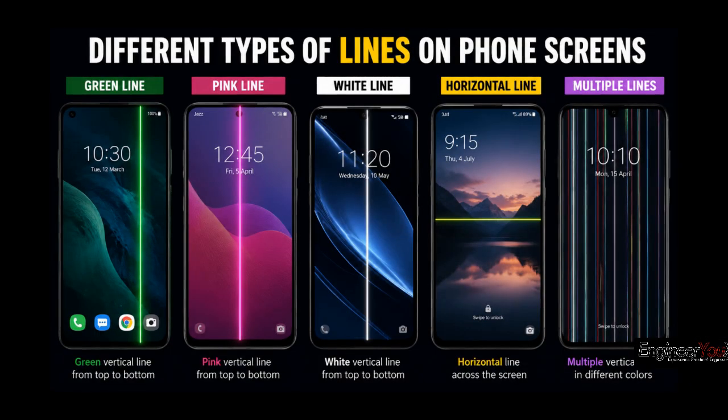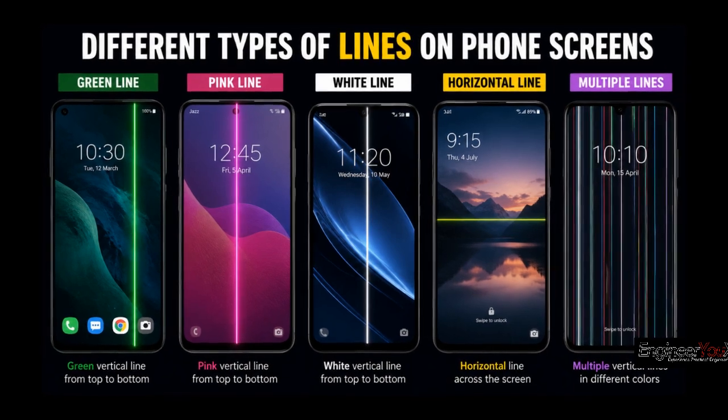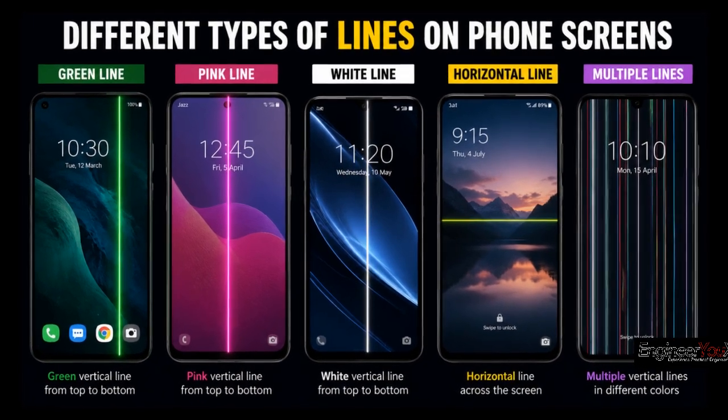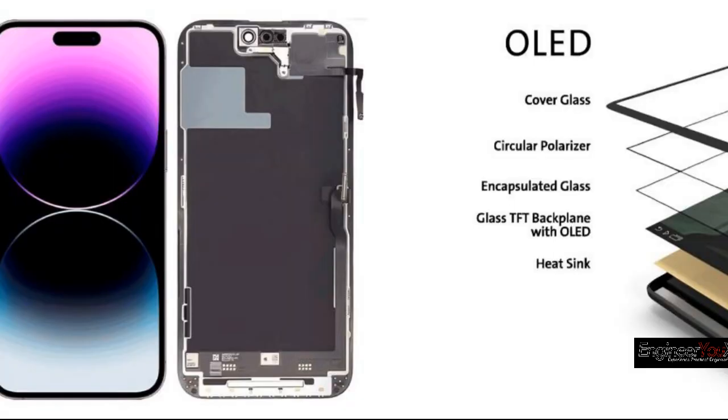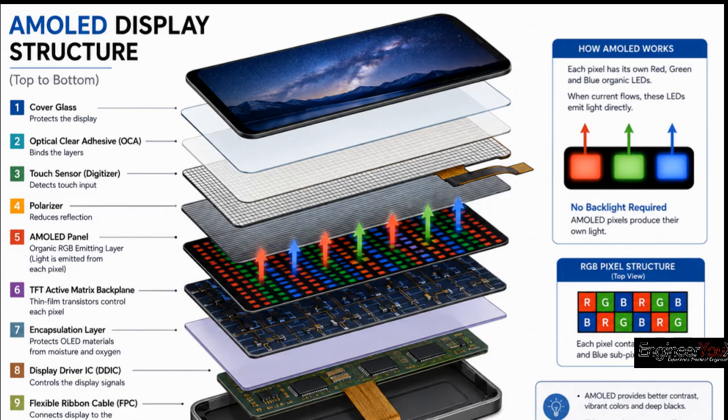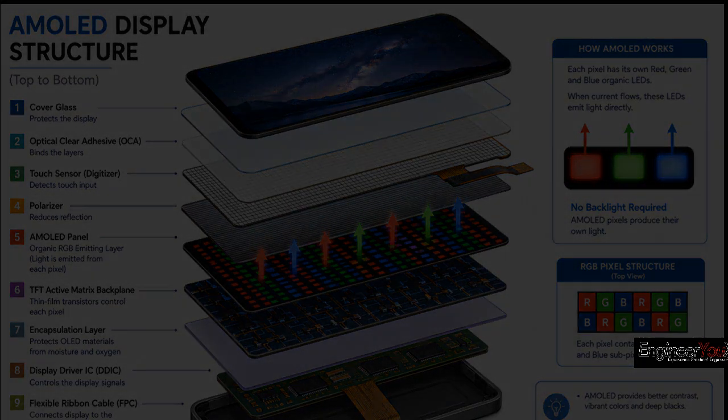Sometimes the line is green. Sometimes it's pink, white, or even several lines at once. The reason behind these screen lines depends largely on the display technology used. So before we investigate the fault, let's first understand the different types of smartphone displays.